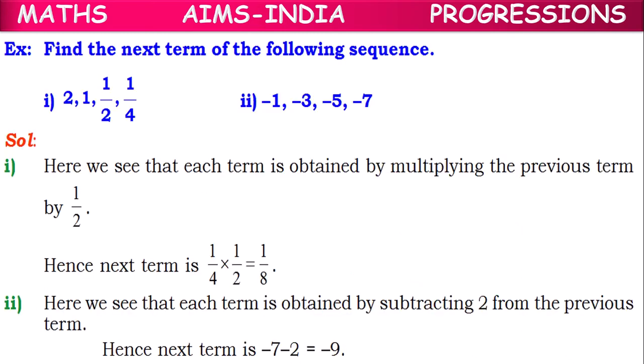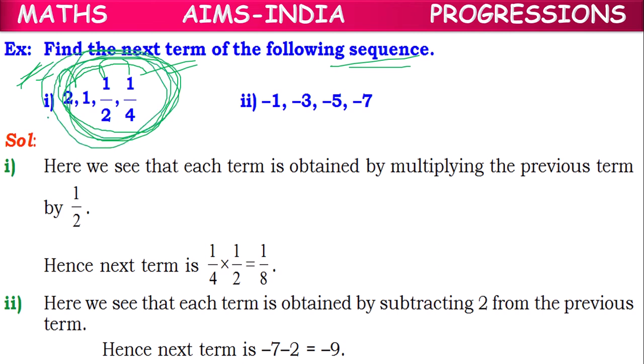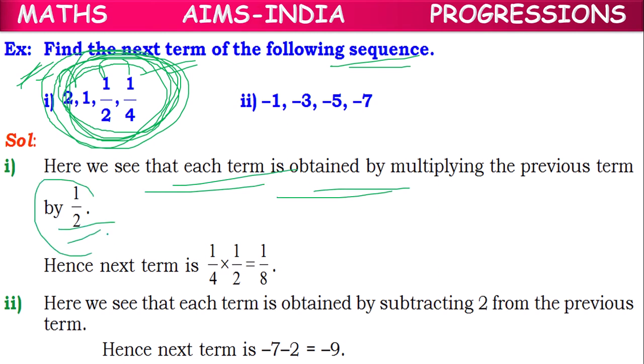So let's see an example. Find the next term of the following sequence: 2, 1, 1 by 2, 1 by 4. Here, if we observe, there is a pattern visible. Each term is obtained by multiplying the previous term by 1 by 2. Suppose the first term 2 is there. If you multiply it by 1 by 2, we get 1.